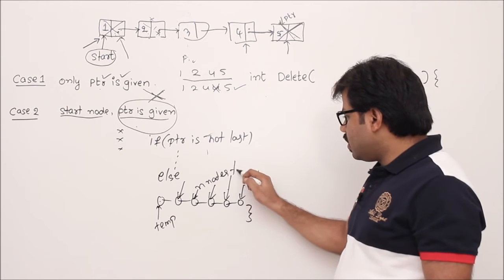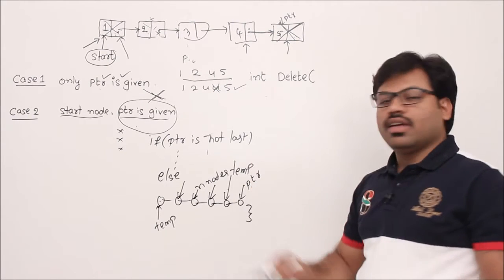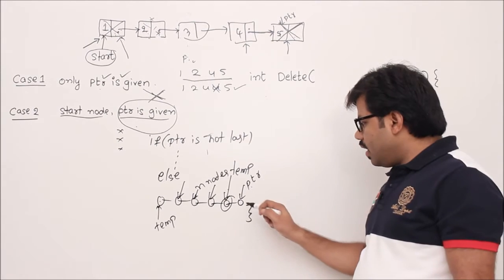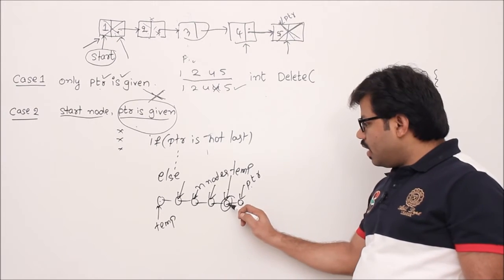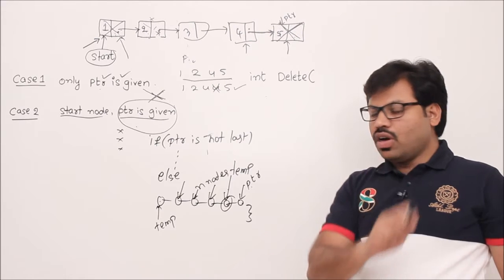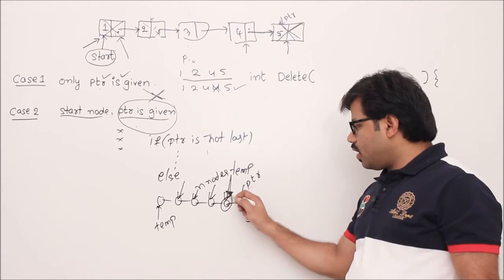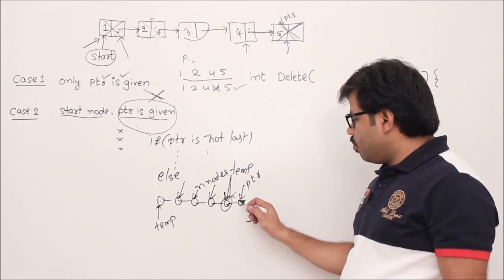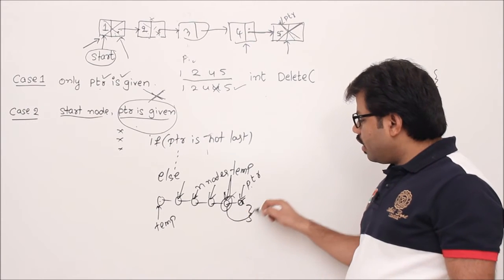After the loop, temp comes here. Then with respect to temp, what is our problem? Deleting PTR. That means deleting after temp. Already you know how to delete a node after a given PTR, correct? That's why we can do that. So simply delete it and link here to the next node.